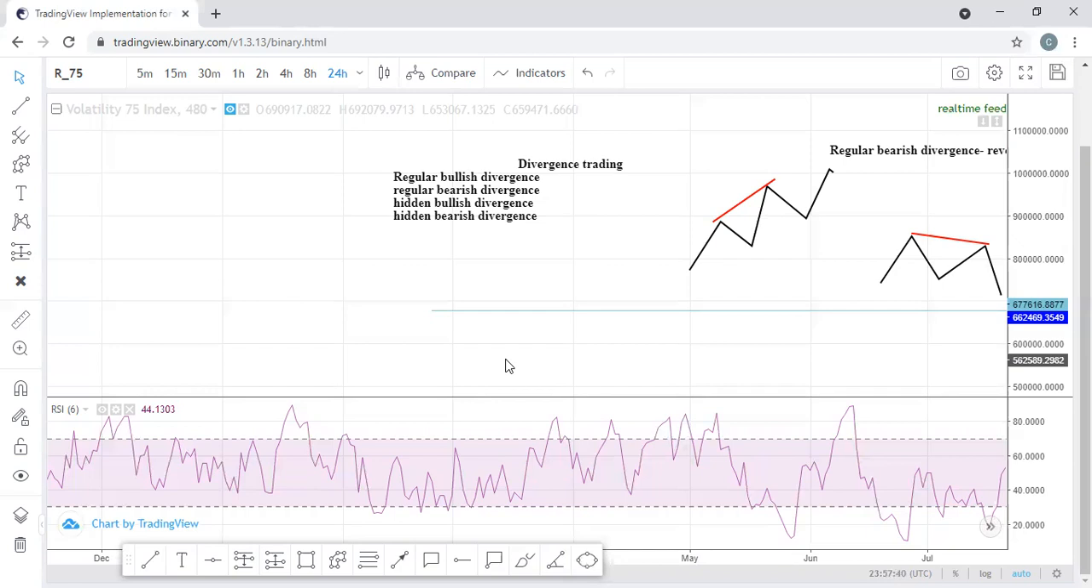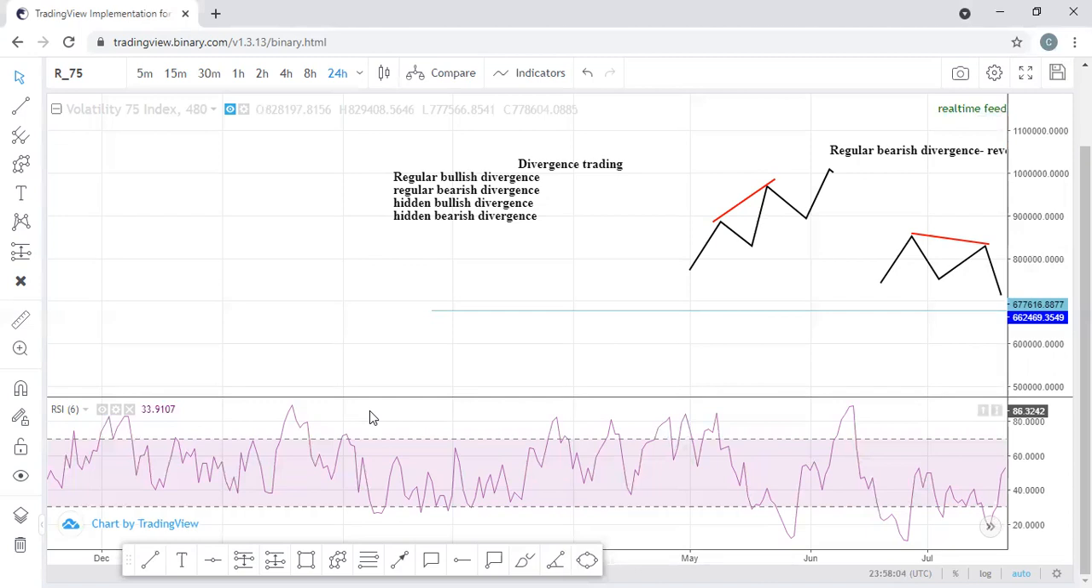Now, what is a divergence? A divergence is simply a difference between the structure of the market as shown on the chart and the structure of the market as shown on the indicator. That is the divergence: the difference between the structure of the market as shown on the chart and the structure of the market as shown on the indicators.